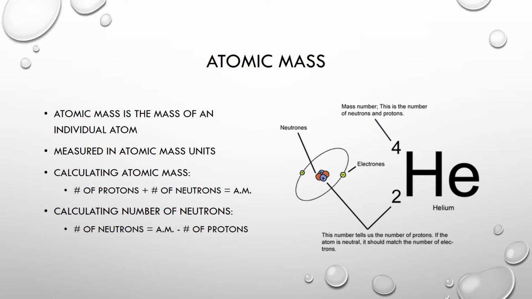When we calculate our mass for an atom, we're going to base that on the number of protons and the number of neutrons. So our atomic mass will be the total number of protons plus our total number of neutrons. And in order to calculate the number of neutrons, since we know the number of protons, we would take the mass as it is on the periodic table, rounded to the nearest whole number, minus the number of protons.